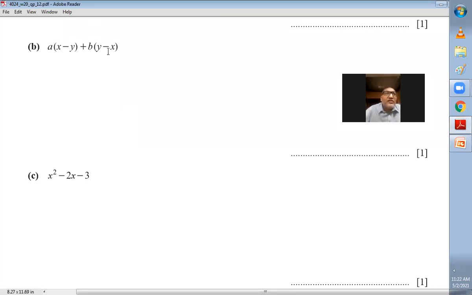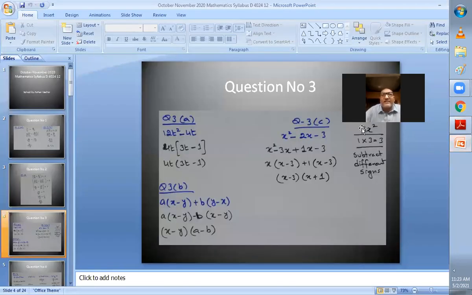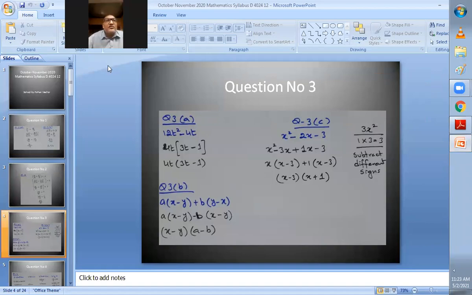So one very good thing you can do is take a negative common from this second bracket. When a negative comes out, the order will change. The y will become negative and the x will become positive. Let me show you how you factorize it.